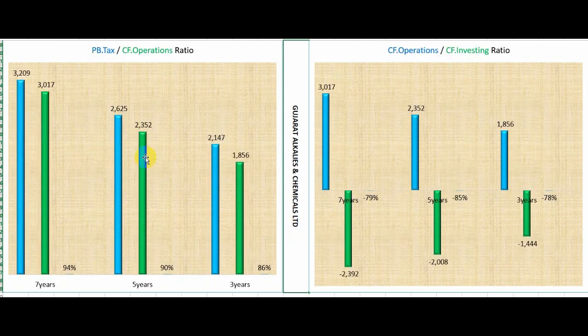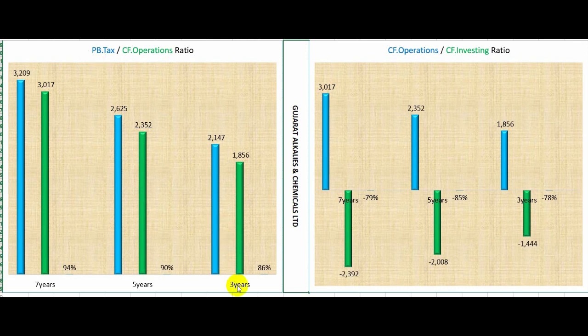Now this is an important ratio to look at. We want to understand the profit that the company declared before paying tax, and how much of that profit has actually got converted into cash. So if the company has declared a certain profit, we want to understand how much of that profit is actually received by the company in its hand or in its bank by way of cash, whether the company has received money or it's just paper money.